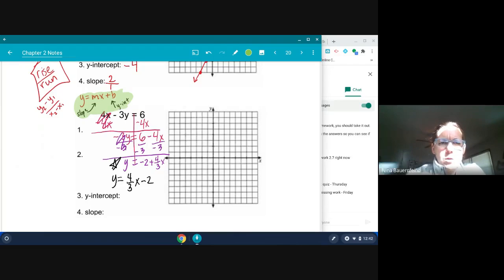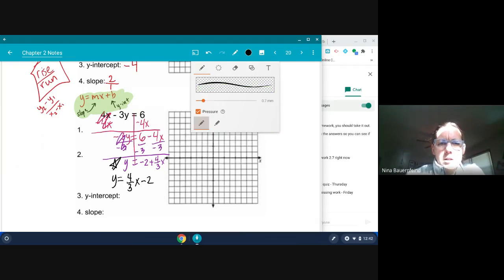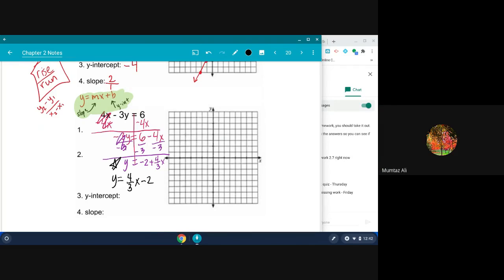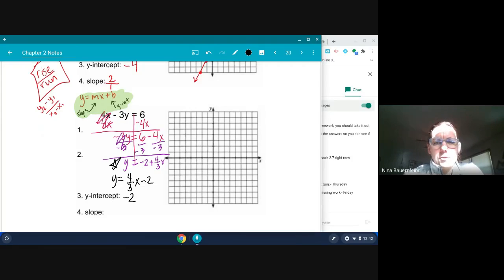So looking at this right here, which one is our y-intercept? 2. No, it's actually -2, just the plain number. And then what is our slope? 4/3. So from here, we're going to rise 4: 1, 2, 3, 4. Run 3: 1, 2, 3. Rise 4, run 3, or down 4, backwards 3, like that.